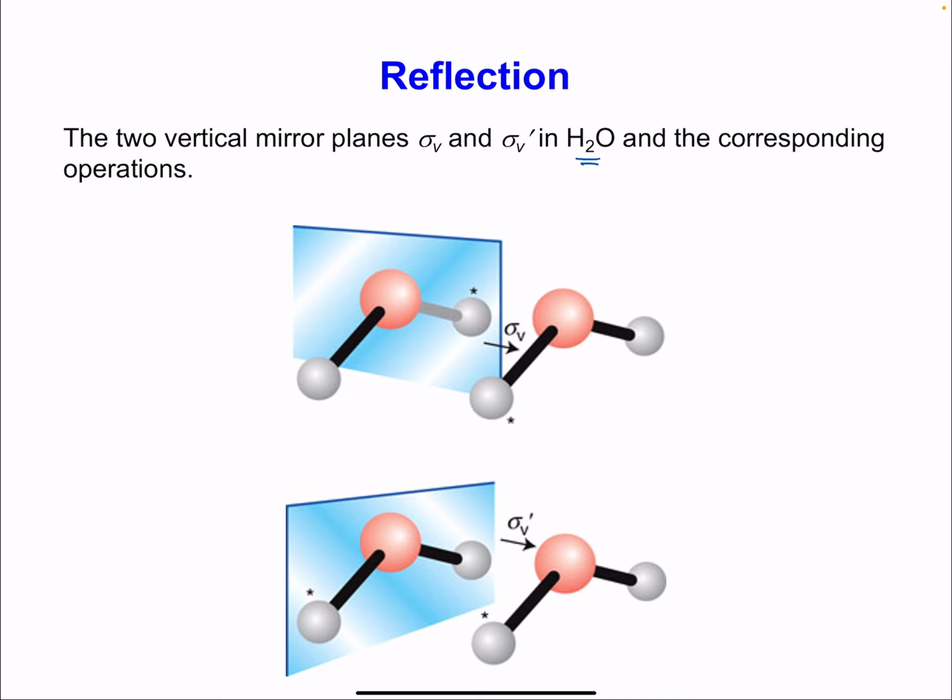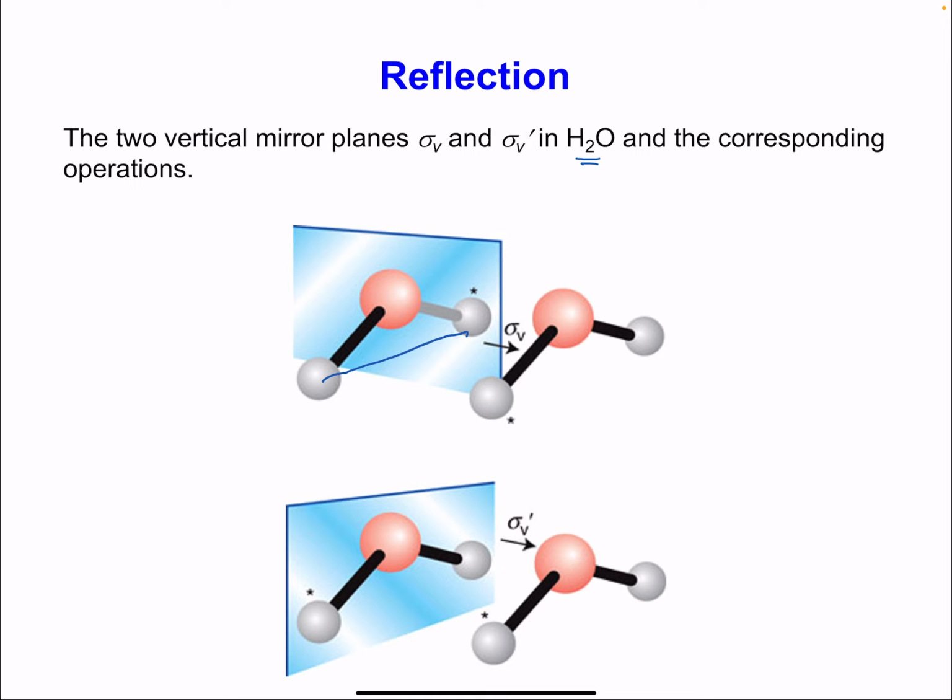And next one, let's discuss the reflection. That's a mirror plane. Okay, mirror plane. So let's still use the water molecule as an example. As you can see in this slide, you can draw two sigma, two vertical planes as mirror planes for this molecule.